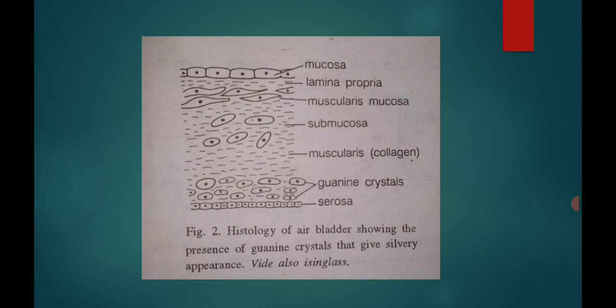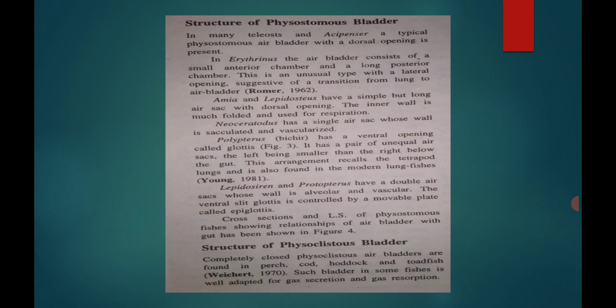There is the presence of the mucosa, then the lamina propria, the muscularis mucosa, the submucosa, then the guanine crystals and the serosa in the histology of the air bladder, showing the guanine crystals, which give the silvery appearance in color. Now the structure of the physostomous bladder.